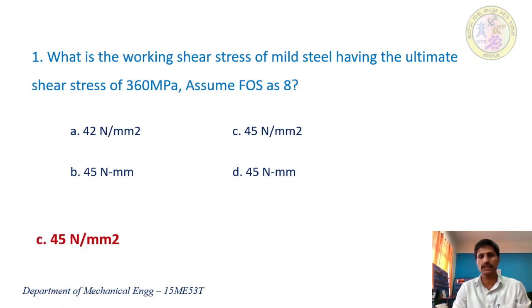The right answer is 45 Newton per millimeter square. Here he has given the ultimate stress. We have to find out the working stress by using the factor of safety. That is 360 divided by 8 we have to do. If you do that, you are going to get the answer as 45 Newton per millimeter square.